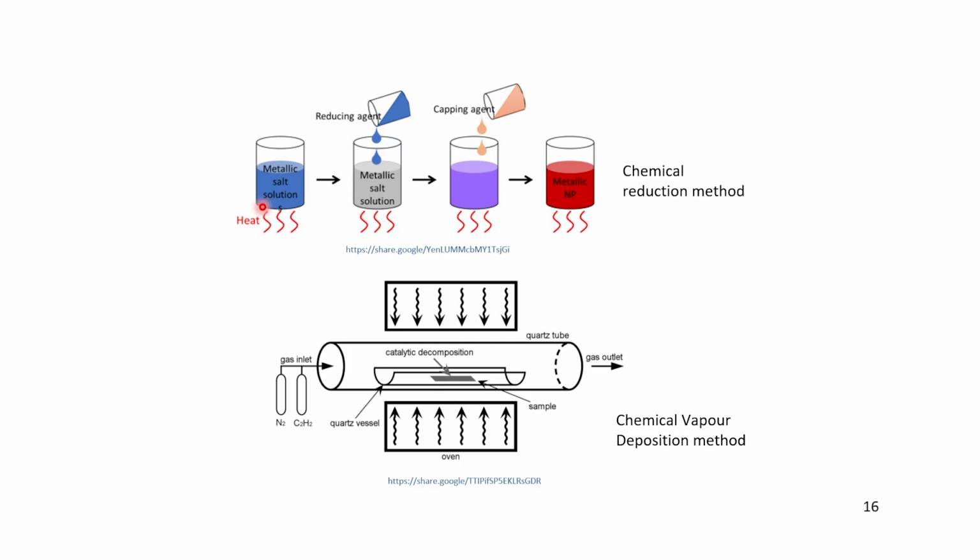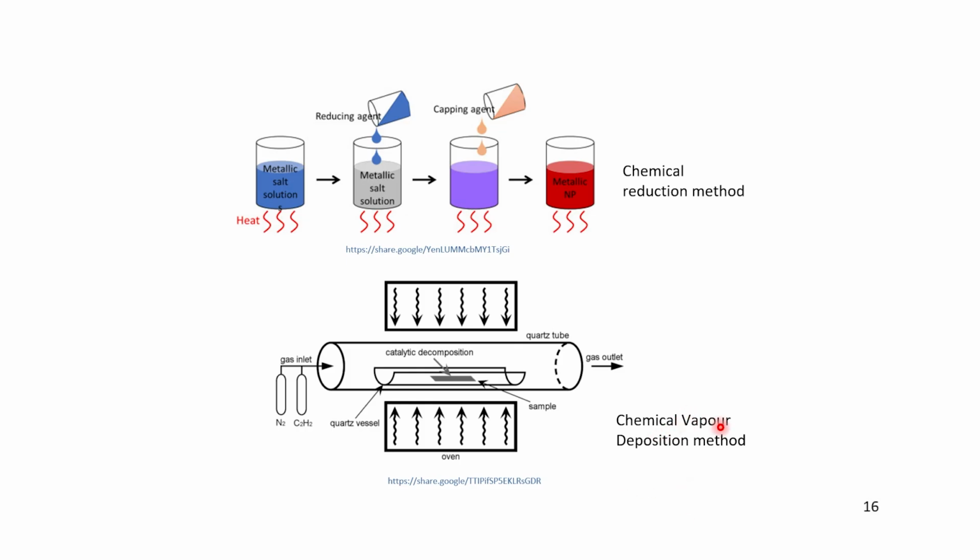Okay. So what did you do? Whatever nanomaterial you wanted, you started with the metallic salt solution, and you heated it. Then you added a reducing agent. Then you added a capping agent, and then you obtained your desired metallic nanoparticles. So that's the chemical reduction method.